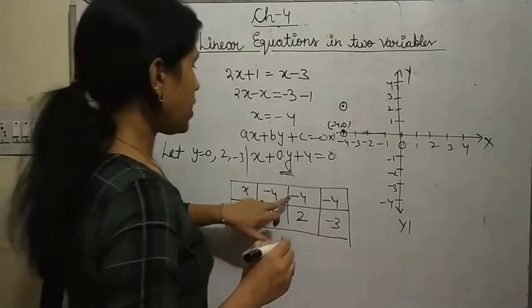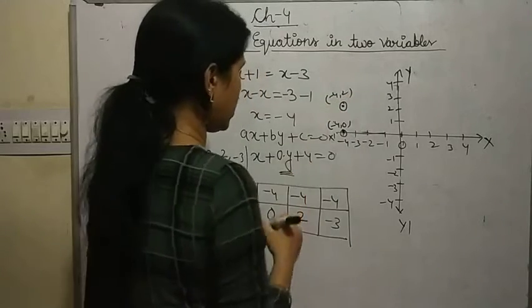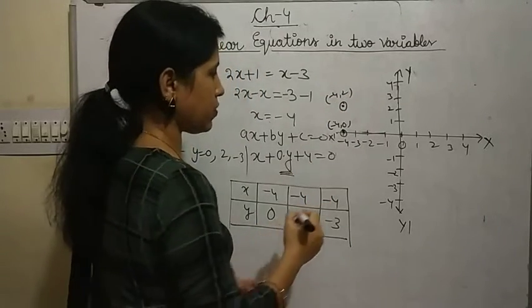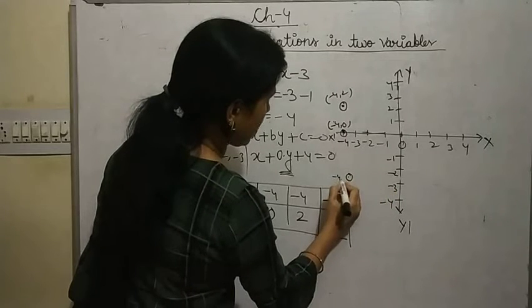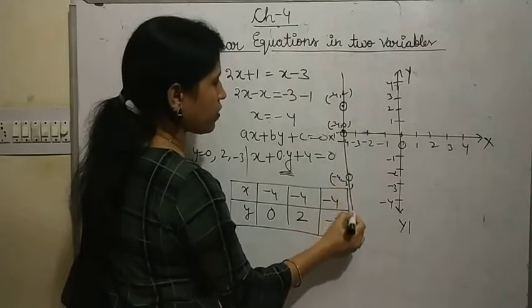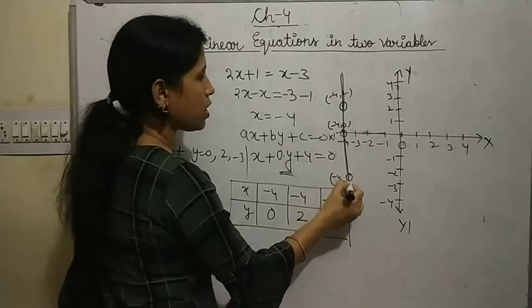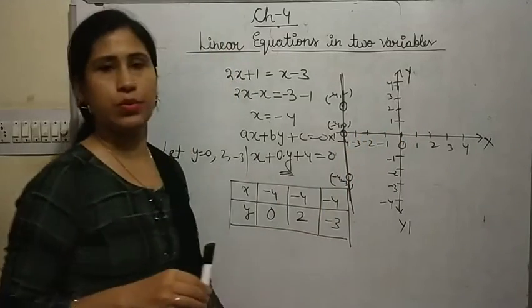This has come. Now minus 4 comma 2 is also located. Now third, minus 4 comma minus 3. So minus 4 here, minus 3 is down, means here. Minus 4 comma minus 3. When you draw, see, this type of straight line will come, which is parallel to the y-axis of this Cartesian plane. This only I want to say to you.